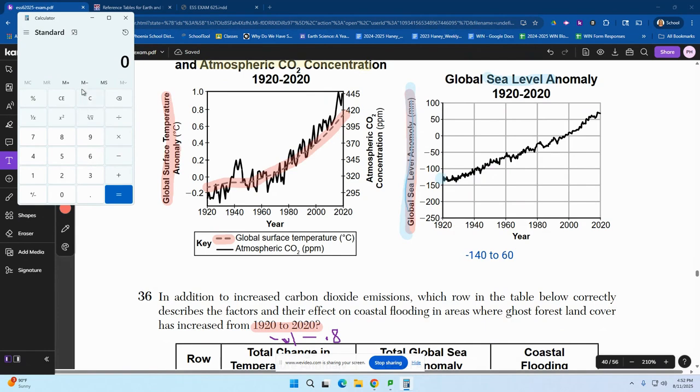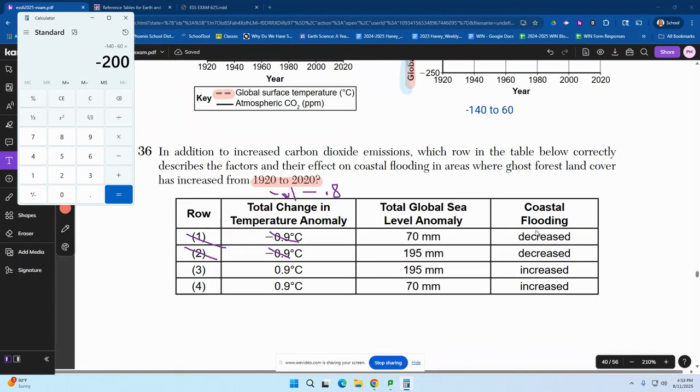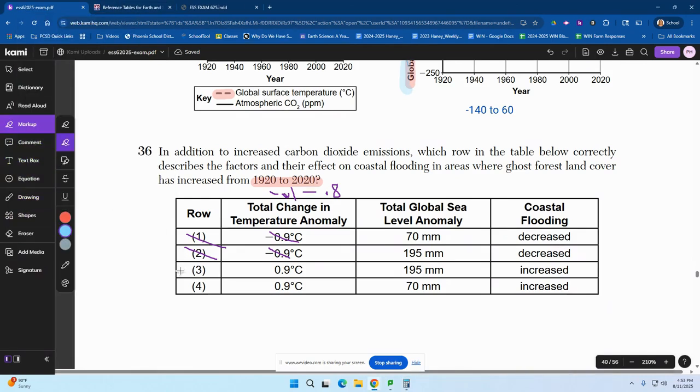Now, if you have a calculator that does not do negatives, we just flip them around, like 140 negative. There we go. Minus 60. Our total change was about 200. Okay, so if I look, I had a choice of 195 or 70. 195 was much closer to the value that I got, so I'm going to choose 195. So my correct answer was number 3.